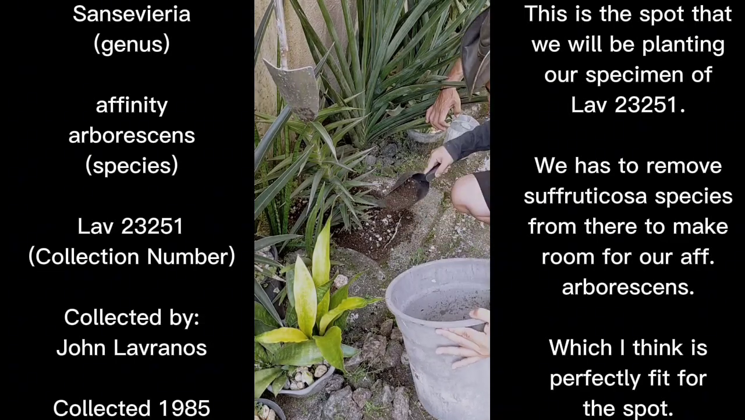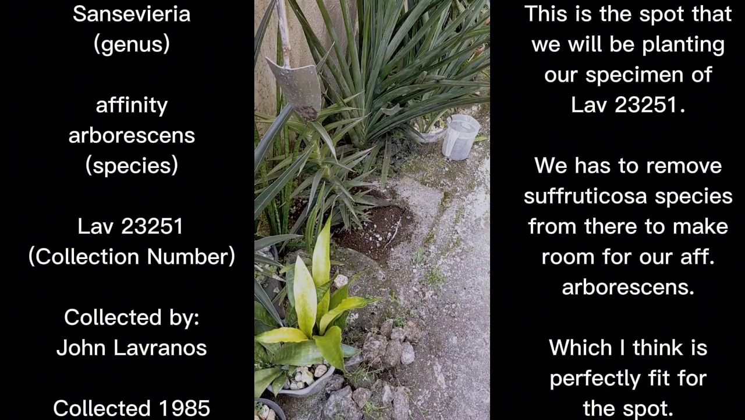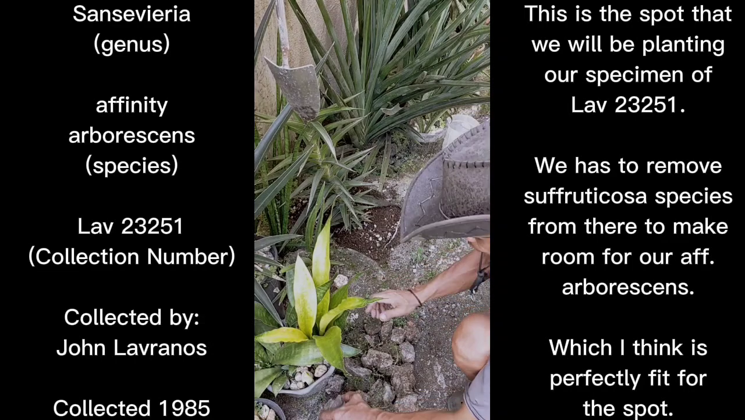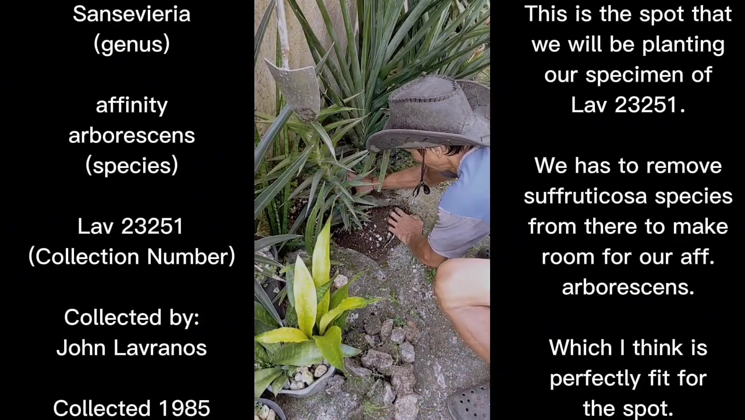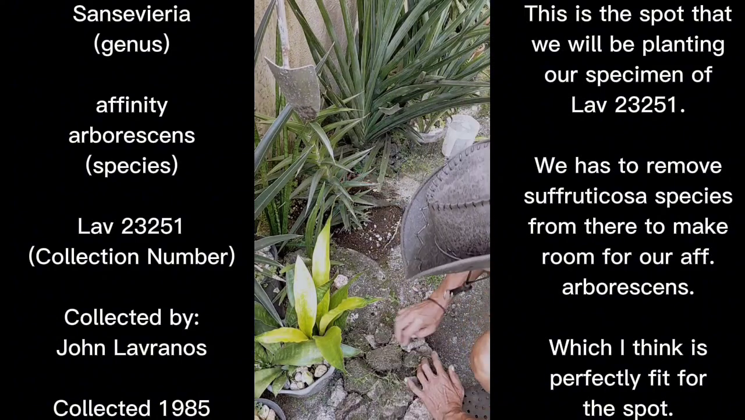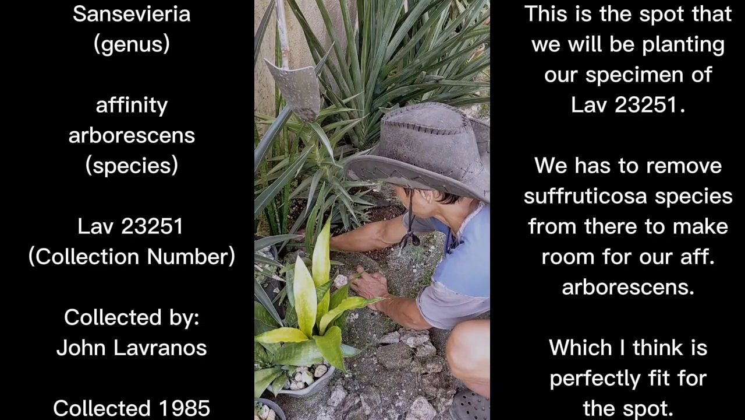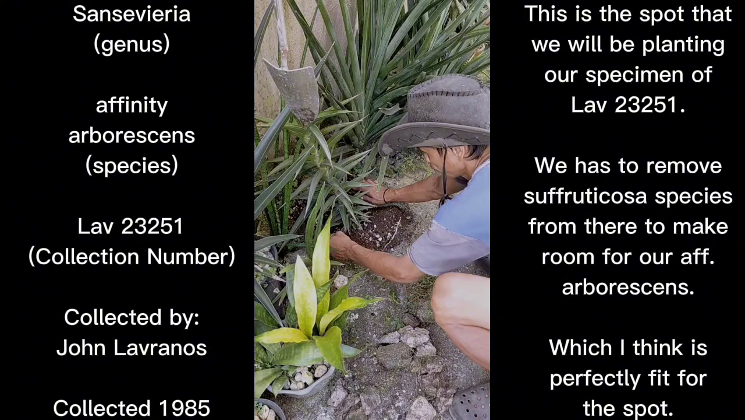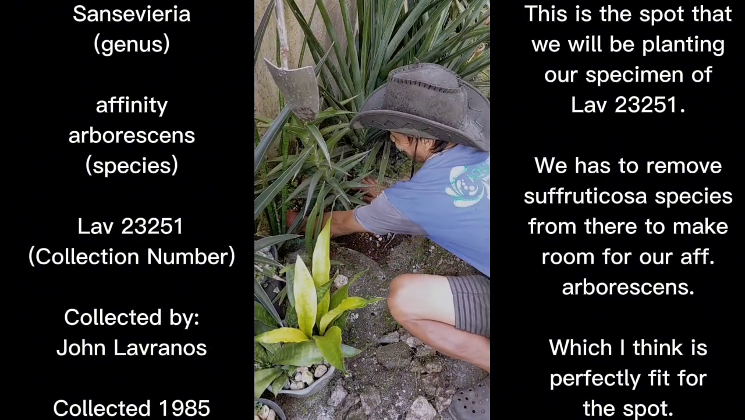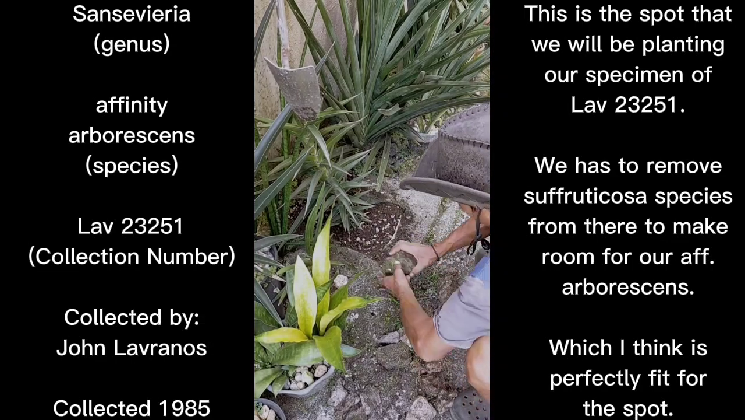John Lavranos doesn't just collect Sansevierias. There are a lot of Lavranos collection numbers that involve other genera of plants that he collected. So you have to be very specific, because he collects aloes and other plants in the wild. There are designated collection numbers mixed up with Sansevierias. So you might have a Lavranos collection number that doesn't designate a Sansevieria at all.